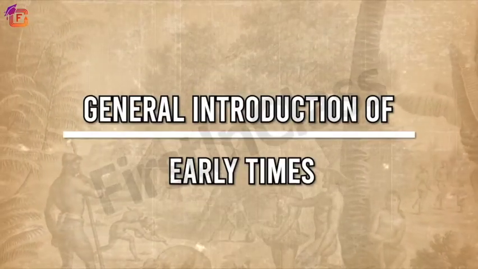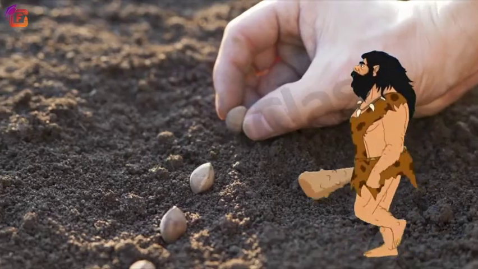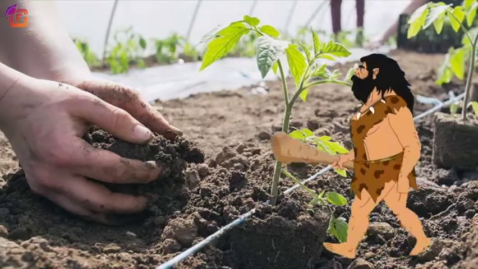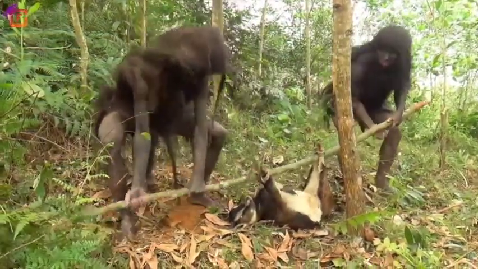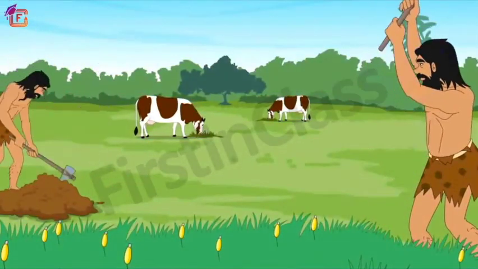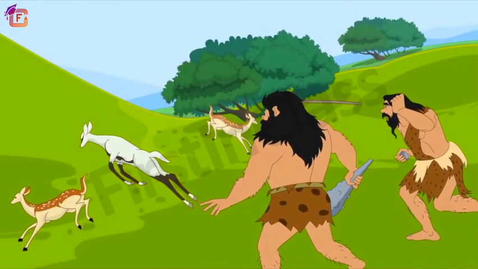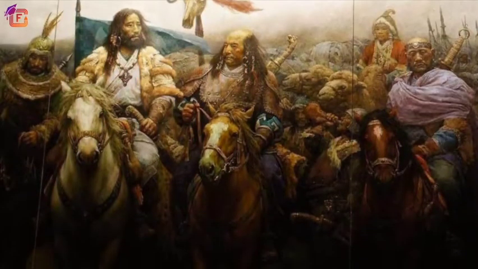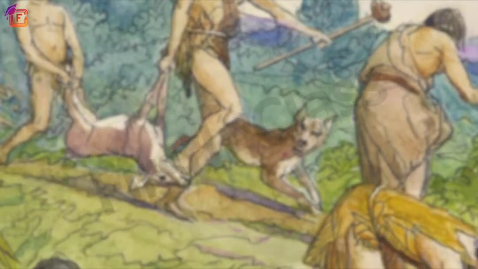In the last video, we learned about the general introduction of early times, how man began to learn to sow seeds and raise plants for food. Earlier, he used to get food through hunting and scavenging, and later, agriculture changed his lifestyle. He used to live as a hunter-gatherer and was nomadic. In this video, we are going to study about the fossil records.